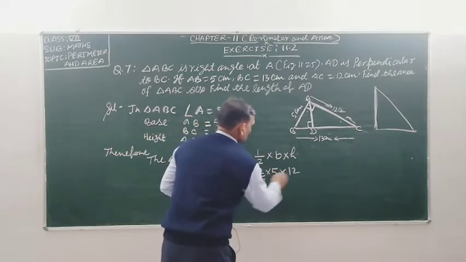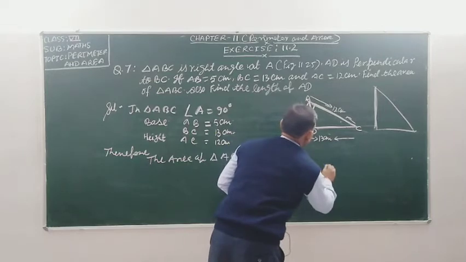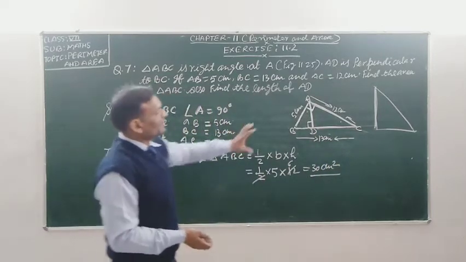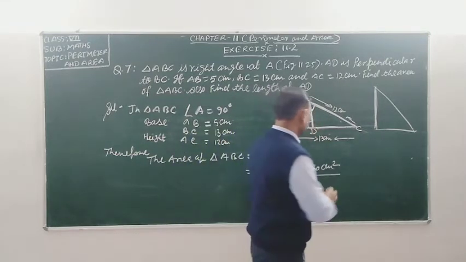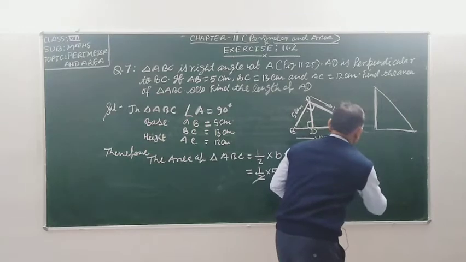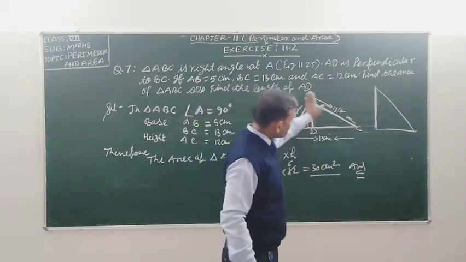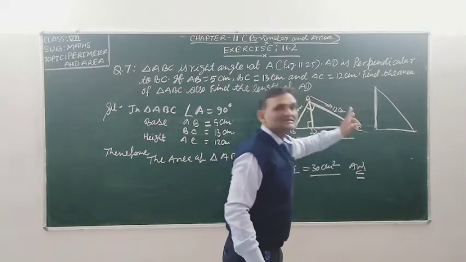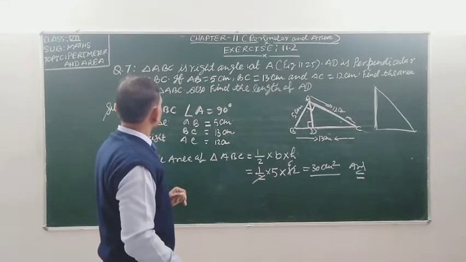So 2 sixes are 12, and 6 fives are 30 centimeter square. It is the area of this right angle triangle. It is my first answer. 30 centimeter square is the area of this right angle triangle ABC.